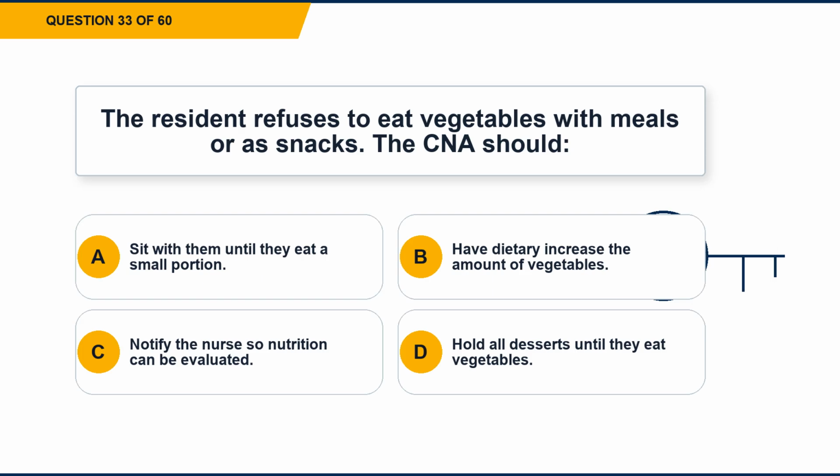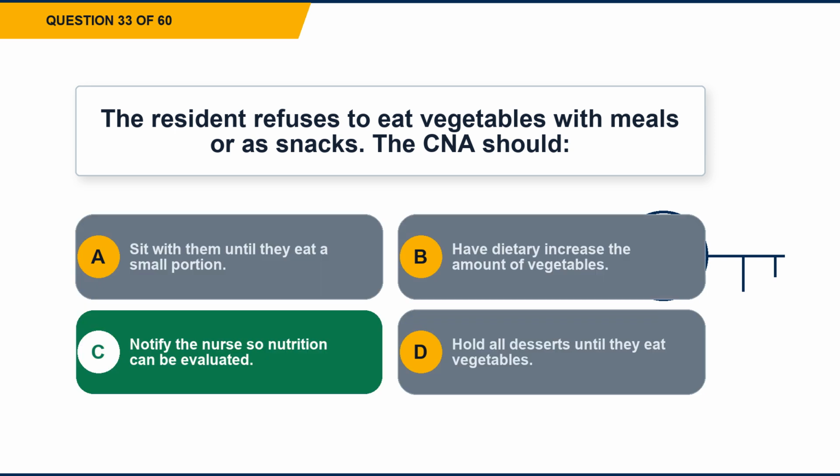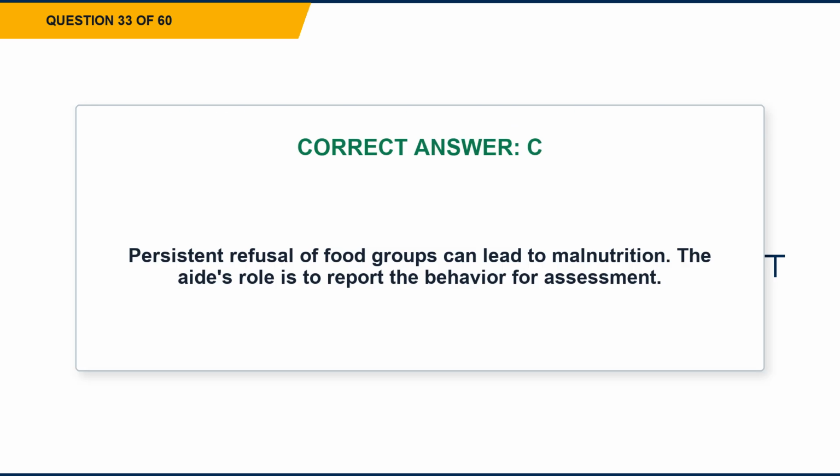Question 33. The resident refuses to eat vegetables with meals or as snacks. The CNA should. Option A, sit with them until they eat a small portion. Option B, have dietary increase the amount of vegetables. Option C, notify the nurse so nutrition can be evaluated. Option D, hold all desserts until they eat vegetables. The correct answer is option C, notify the nurse so nutrition can be evaluated. Explanation. Persistent refusal of food groups can lead to malnutrition. The aide's role is to report the behavior for assessment.